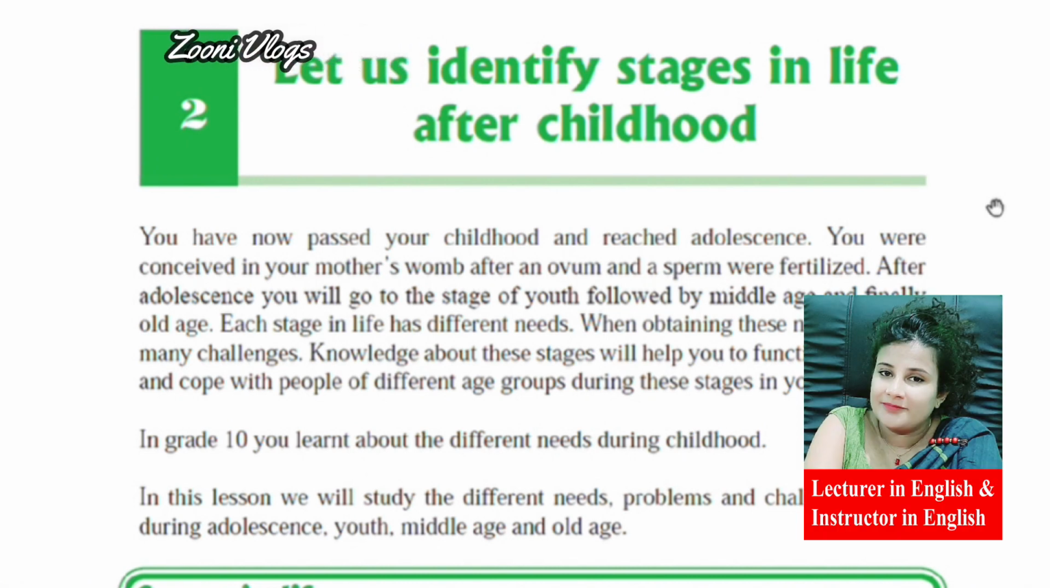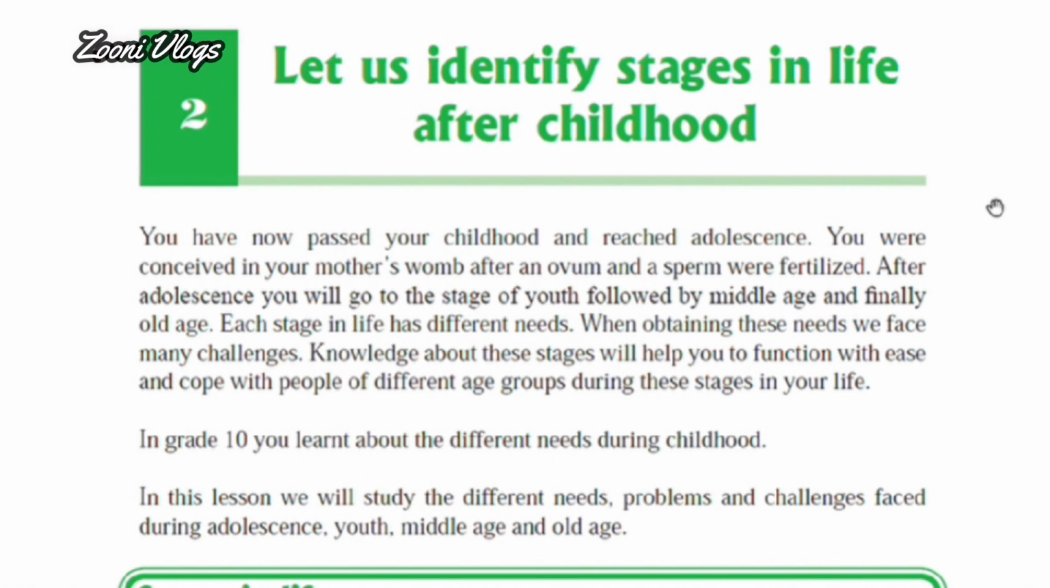You were conceived in your mother's womb after an ovum and sperm were fertilized. This is the system of every human being. That is nature, because it comes from the male's sperm and the female's ovum. Then after contractions, they can make a birth. After adolescence, you will go to the stage of youth, followed by middle age and finally old age. This is the fate of our life.